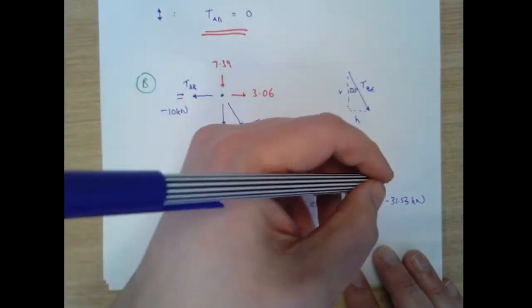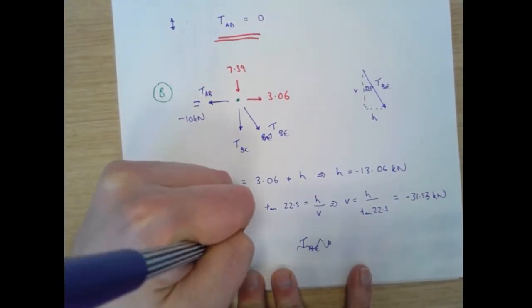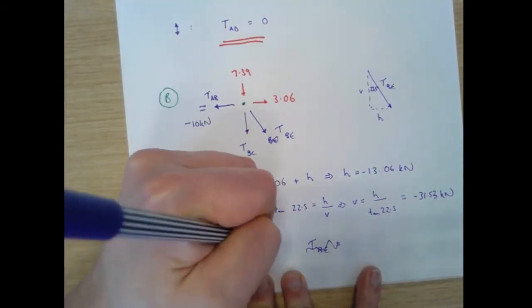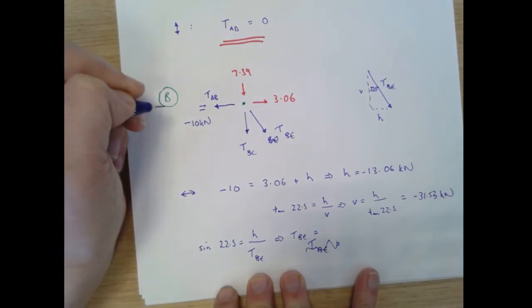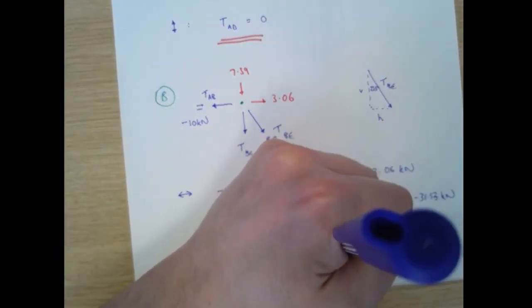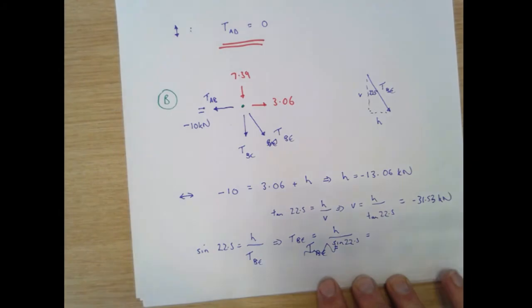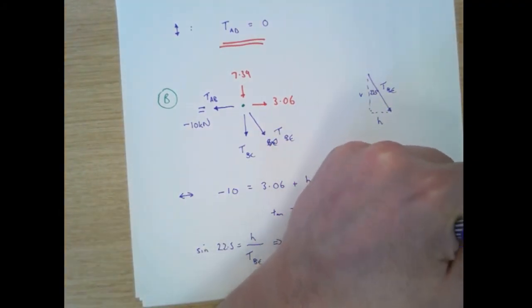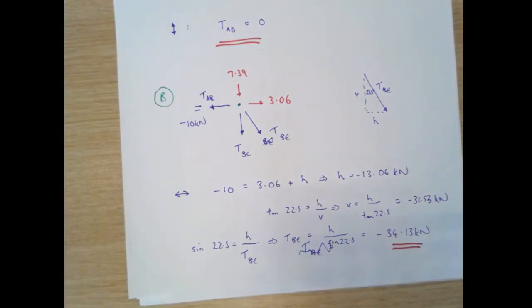H is opposite, TBE is the hypotenuse, so I'll need to use sine. Maybe it's better if I start over here using sine. Sine 22.5 degrees is opposite, which is the horizontal component, divided by hypotenuse, TBE. So TBE equals H divided by sine 22.5, which is 34.13 kilonewtons. And in fact, that's another answer. That is the force in the member BE, and it's in compression.